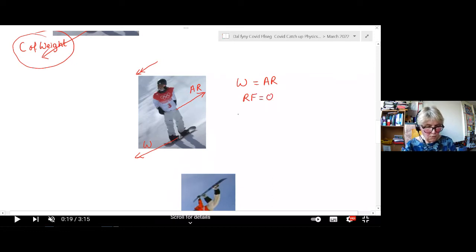The weight take away the air resistance is how you find the resultant force. You take the two forces away from one another because they're opposing one another. So there will be no acceleration. So therefore, he is going at what we call terminal velocity. And that terminal velocity is the maximum speed that he could be going at.